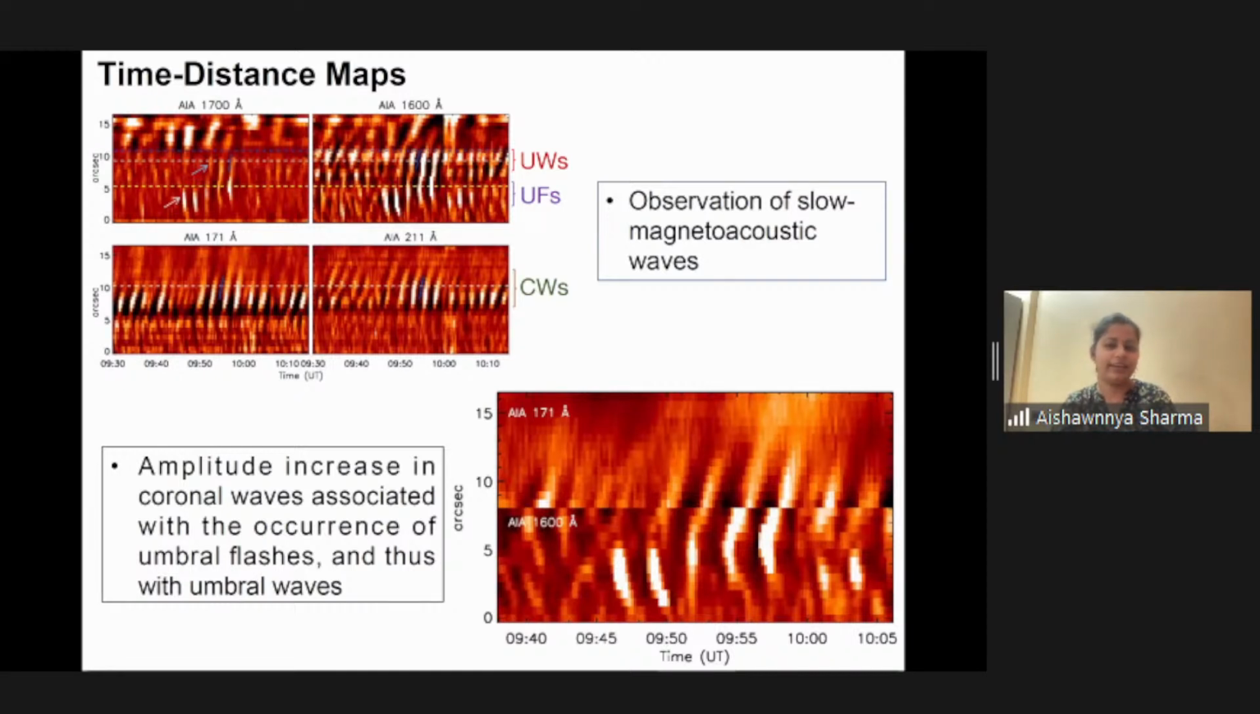So we can indirectly say that maybe these umbral flashes are affecting, because they are very strong oscillations, the propagation of umbral waves, which are propagating in the lower solar atmosphere. And I have said here observation of slow magnetoacoustic waves, meaning these intensity disturbances. As I have said, their nature is slow magnetoacoustic. Next slide.